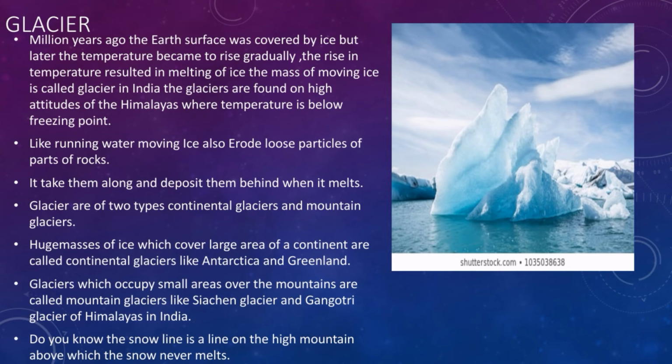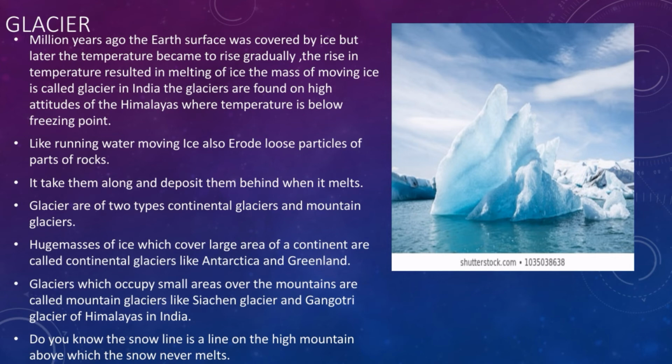Next point, like running water, moving ice also erodes loose parts of rocks. It takes them along and deposits them behind when it melts. Glaciers are of two types, continental glacier and mountain glacier. Children, let's know the difference between continental glacier and mountain glacier.